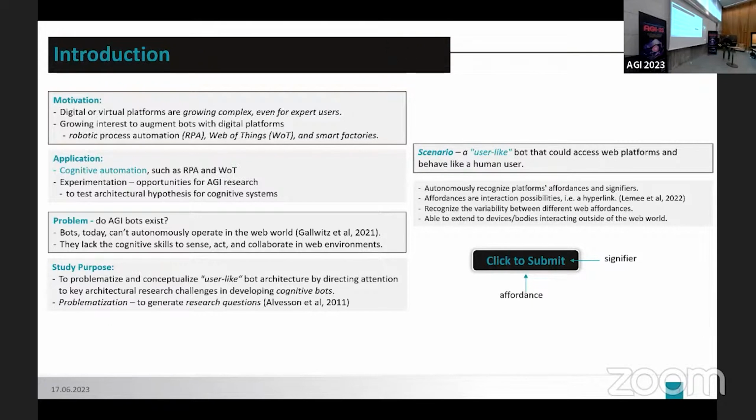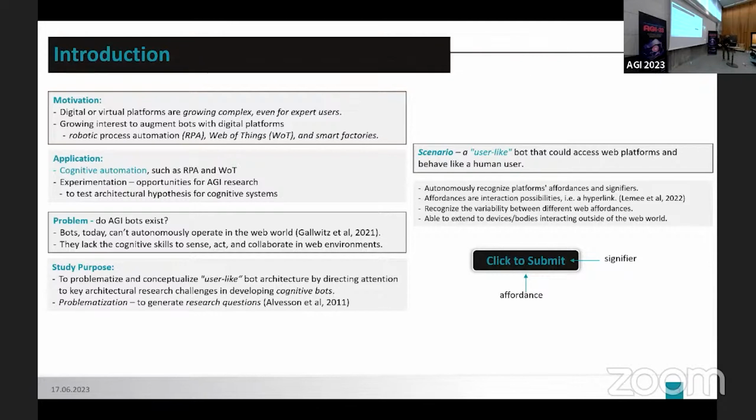When I say affordances and signifiers, this could be a good example. The whole idea about affordance comes from Gibson's point of view of perception and vision. Buttons could be examples of affordances, and the text that follows, or the cue, or the signifier, could be the text on top of it. In general, the application for this area of work could be cognitive automation. It can also be seen as experimentation for AGI research: what kind of hypotheses can we test and continue to modify our models?